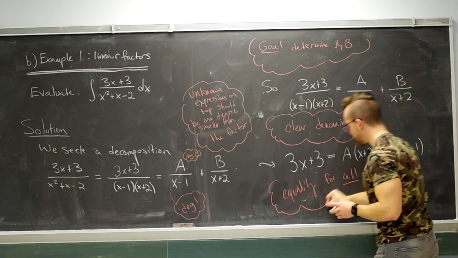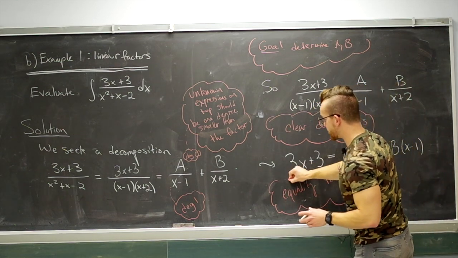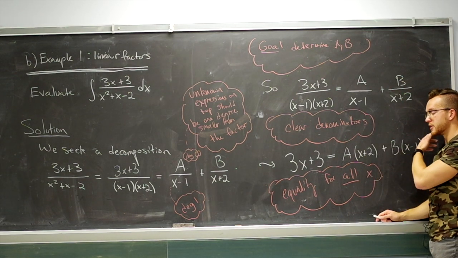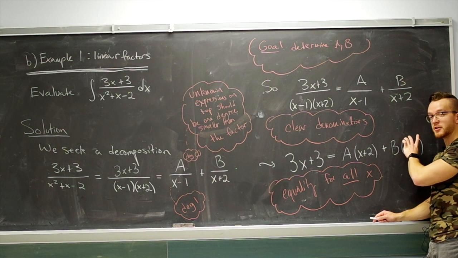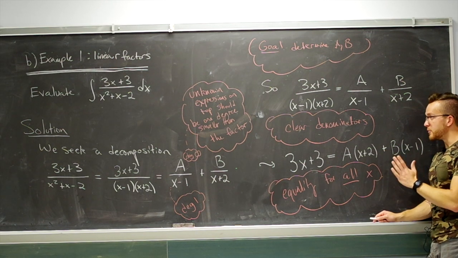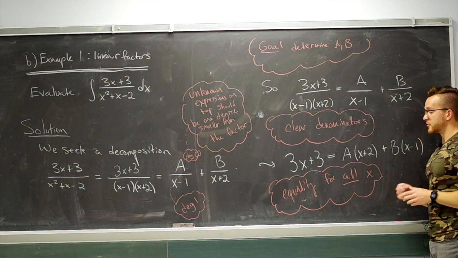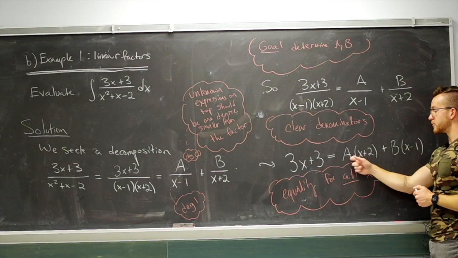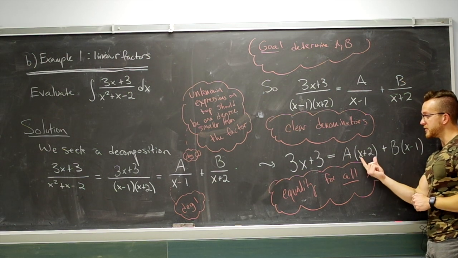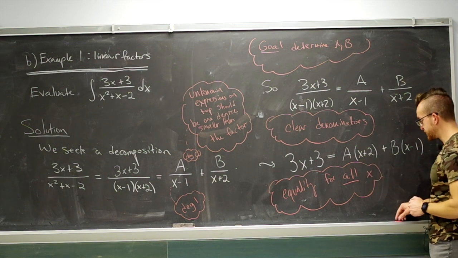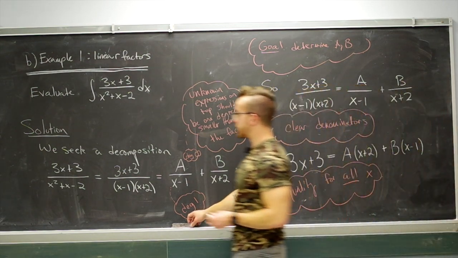That's the key with these partial fractions problems. What that means is that we're allowed to plug in any x value we want here, and we should get a true equation. Typically, when you have linear factors, the best plan of attack to determine these unknown coefficients a and b is to plug in the root of one of the linear factors. So let me write that down.